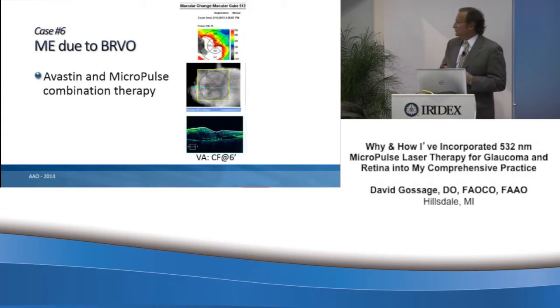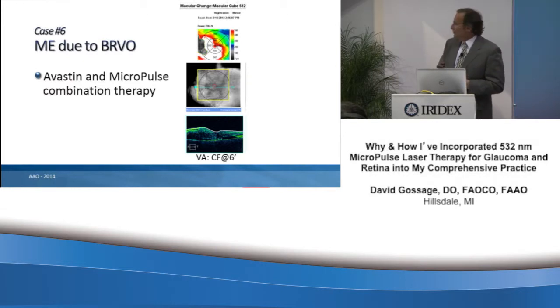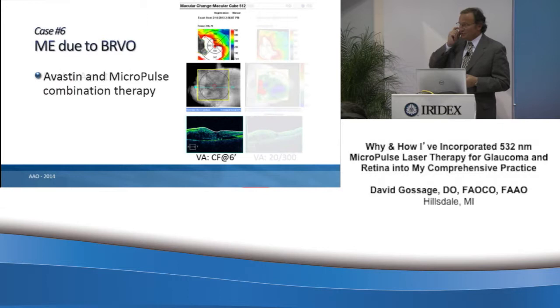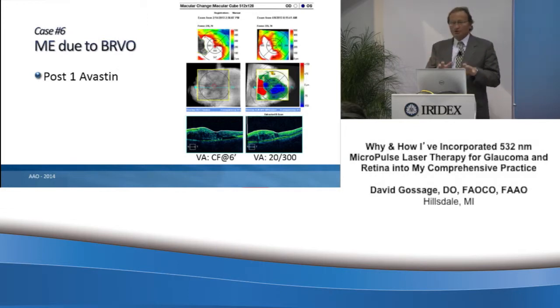This is another vein occlusion. This is a patient who had Avastin and MicroPulse as a combination therapy. So in this patient, their vision was count fingers at 6 feet. They had their 1 Avastin injection. We see some nice resolution of the edema. Visual acuity improved to about 20/300, but still a very thickened retina.